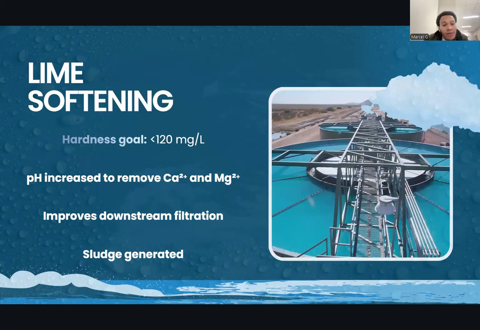Now the lime softening is necessary because of the high raw water hardness. We aim to reduce the hardness from about 255 milligrams per liter to below 120 milligrams per liter. Raising pH helps precipitate calcium and magnesium, which ultimately is removed as sludge. This softens the water, improves solids removal, and enhances downstream filter performance.